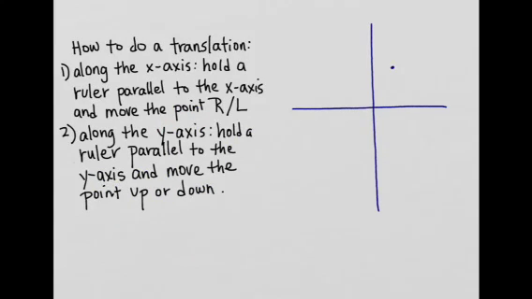Here's a way to think about how to do a translation. Number 1, along the x-axis, hold a ruler parallel to the x-axis and move the point either right or left. So that point is either going to go right or left according to what the problem is. Number 2, along the y-axis, hold a ruler parallel to the y-axis and move the point either up or down.